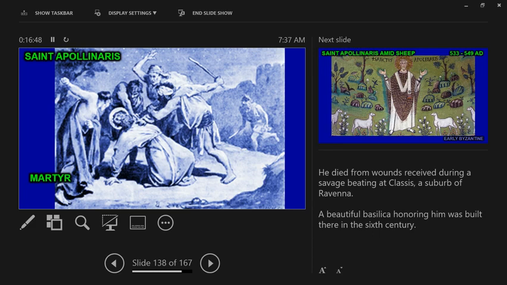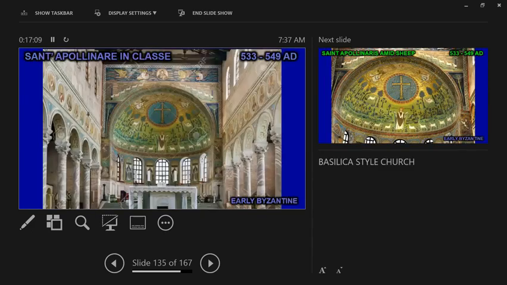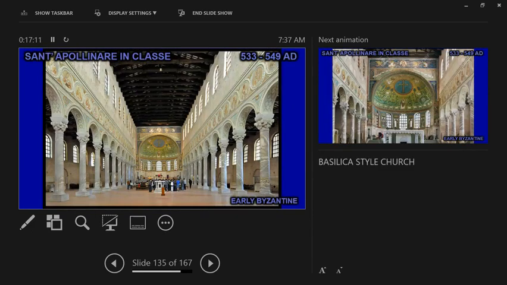So a beautiful basilica honoring him was built there in the 6th century. This is the apse in that basilica church that honors Saint Apollinaris. Now, why is it a basilica church and not a central plan church? If we go back to this church, this is a basilica church. Why is it a basilica church, not a central plan church? Where is it?